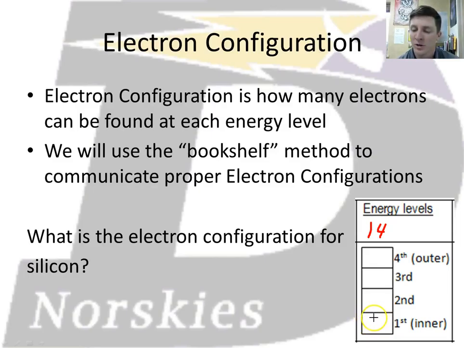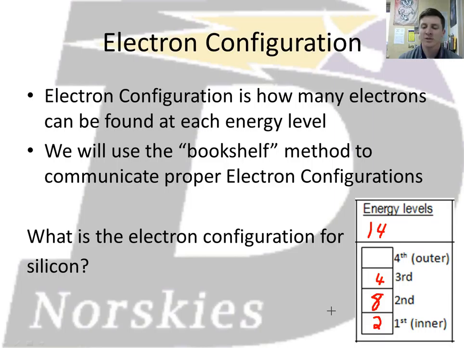So what we do there is we put 2 electrons in our first shelf on the bookshelf. Then we know that we have to get to 14 total electrons. We're then going to put 8 in the next one. So 2 plus 8 is equal to 10. We are then left over with 4 electrons because we have 10 of the 14. So we would have 4 left over in the third. And that would be a proper way that you write the bookshelves.